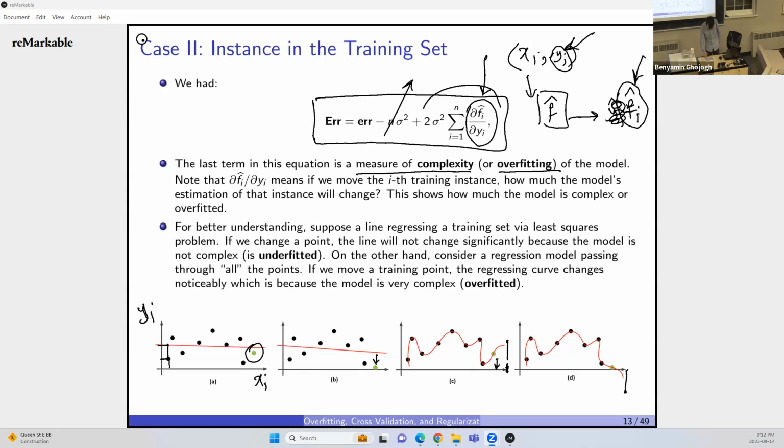And why do we call it complexity? Because this model is clearly complex. It has passed through all of them. But this is too simple, right? As you see, in the case where the instance is in the training set, we have a pain in the neck term, which is a measure of complexity. Okay.